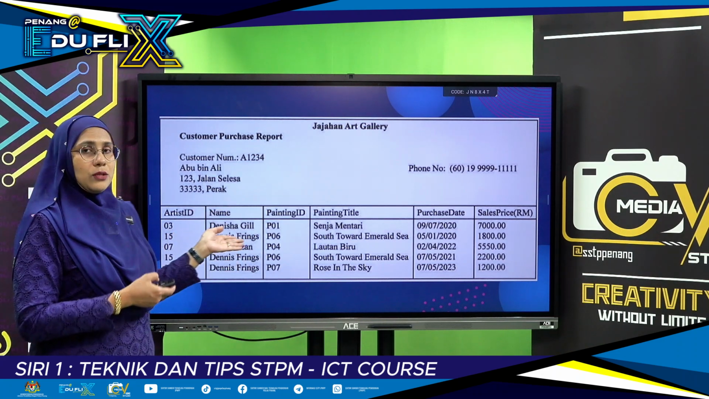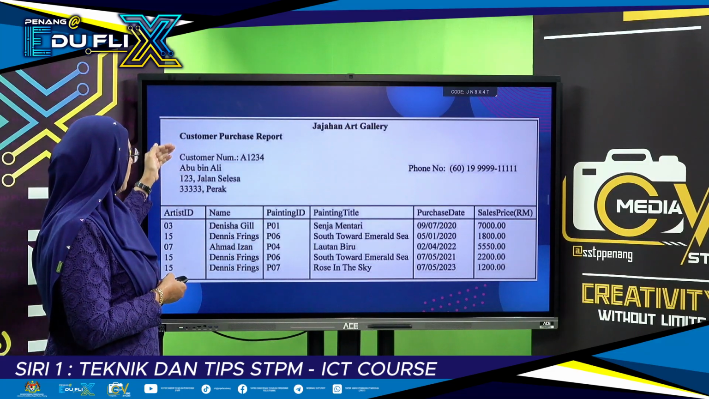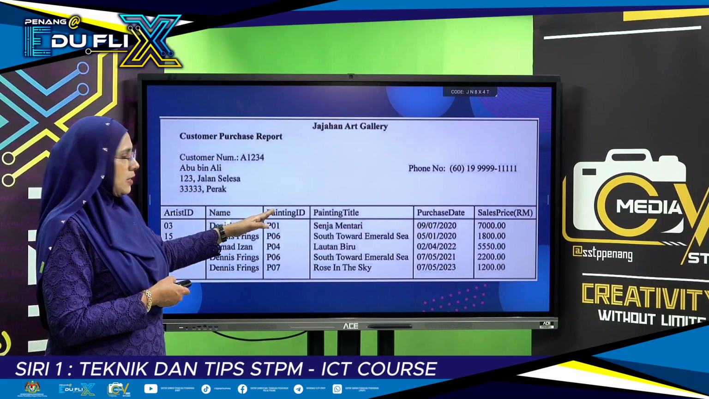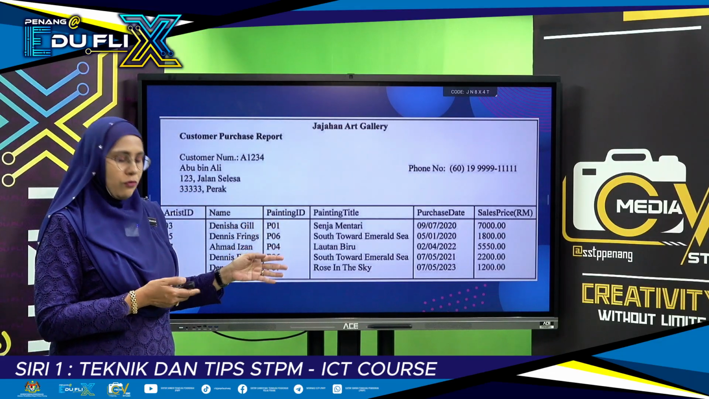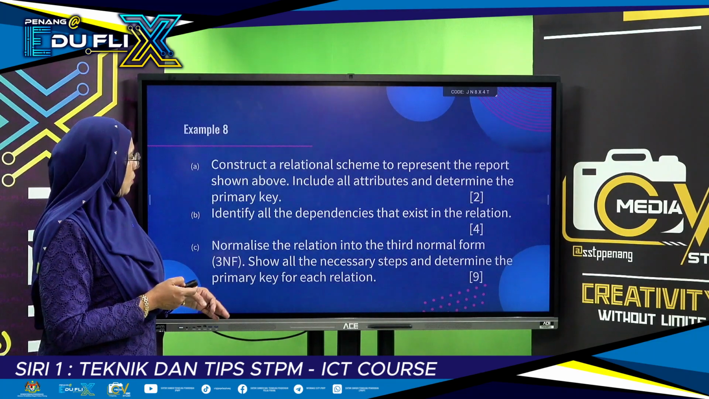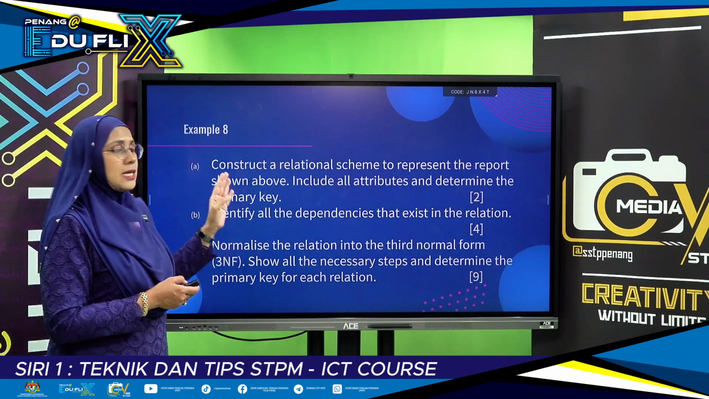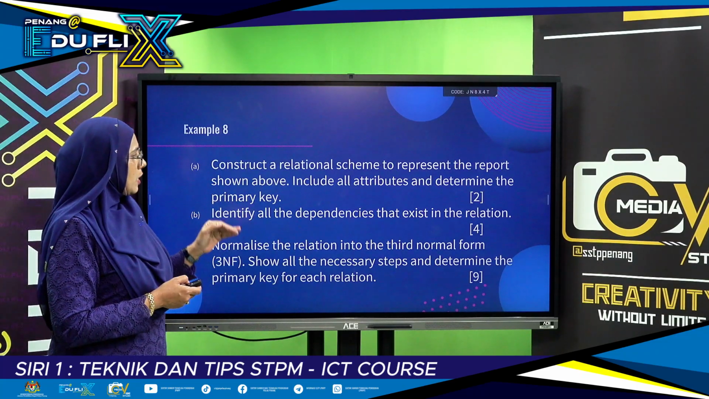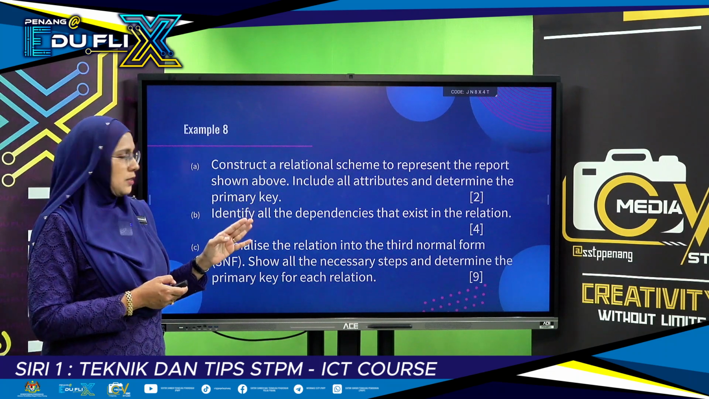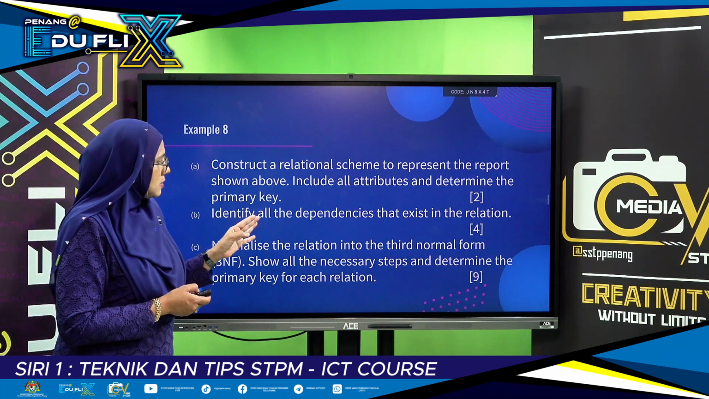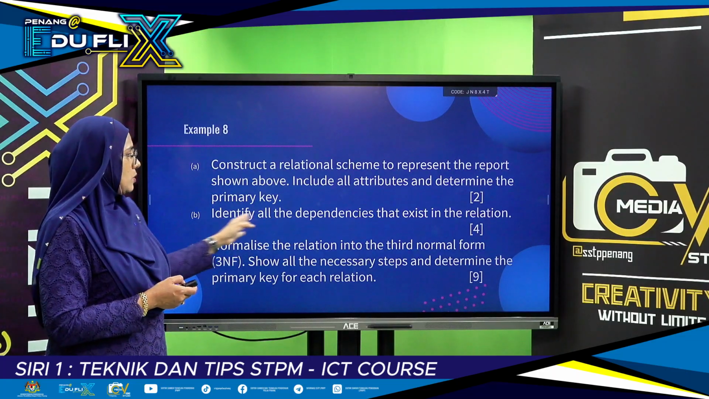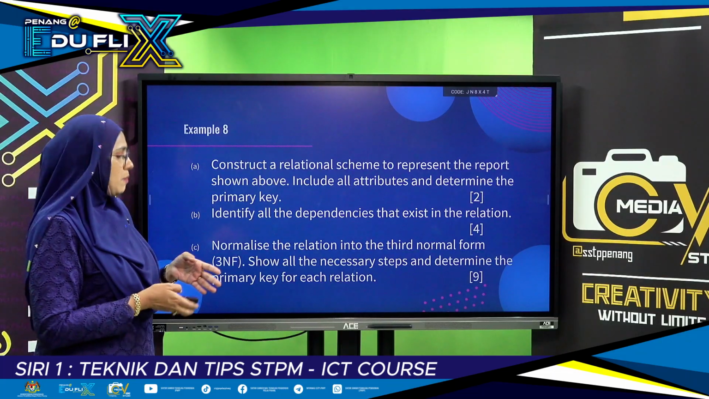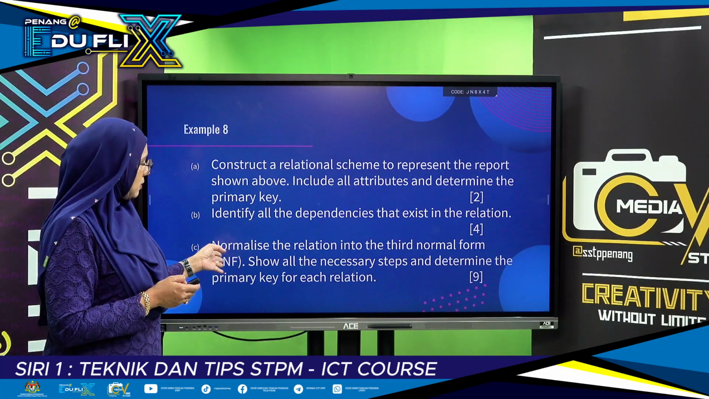Similar to the previous question just now, we have customer number, telephone number, artist ID, painting ID. So you identify the primary key and the foreign key. Next, the question asks to construct the relational schema. So you have to write the relational schema based on the table given. Include all the attributes and determine the primary key. Only 2 marks given. Then identify all the dependencies that exist in the relation. You must identify whether it is full functional dependency, partial, or transitive dependency, and then normalize it until third normal form.